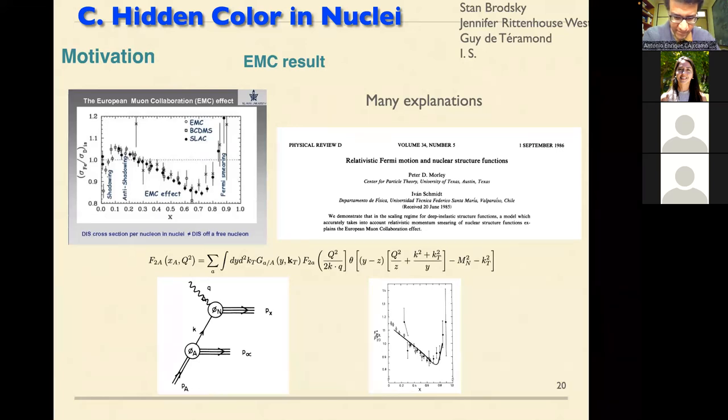Not many people pay attention to this, but I think it was a rather good paper. But here I'm not going to talk about that. This is just to show you that when this appeared, it has been going on for many years, and there are many explanations about the EMC effect.